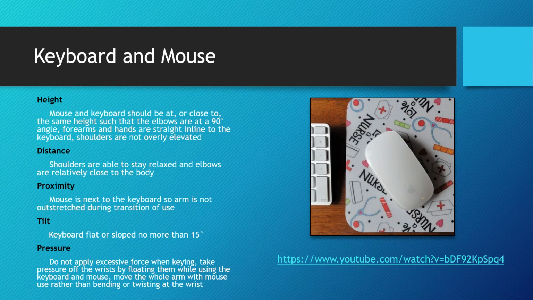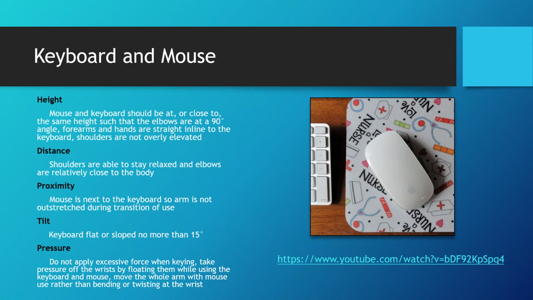Ergonomic principles related to keyboard and mouse use are critical to apply to prevent multiple issues such as tendinitis, carpal tunnel, or trigger finger, just to name a few. Many of these principles can be applied even when the workstation is not adjustable. However, it would be ideal for the height of the mouse and the keyboard to be able to be adjusted so that they are at or close to the same level. The height of the mouse and the keyboard should be such that the elbows are at a 90-degree angle with the forearms and hands straight in line to the keyboard, and the shoulders are not overly elevated.